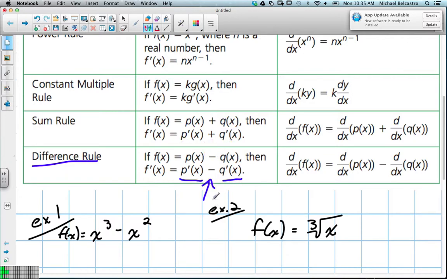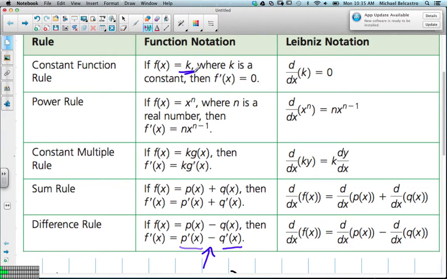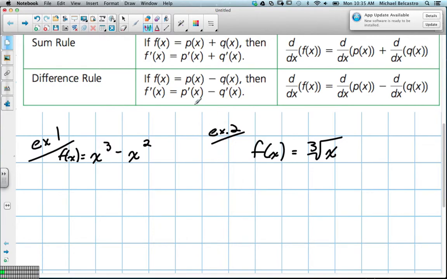So nothing really changes. The major rule, or the major two to remember from this lesson, is that the derivative of a constant is 0, and the power rule. From there, we can kind of go through everything else. So we have two examples below.